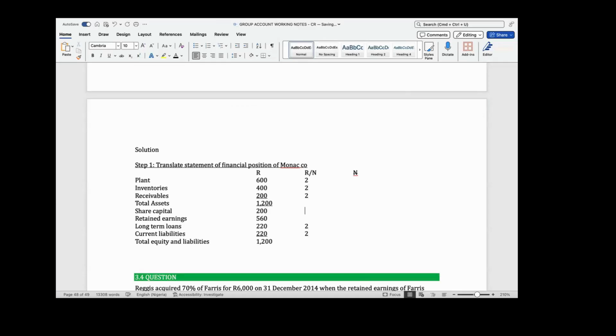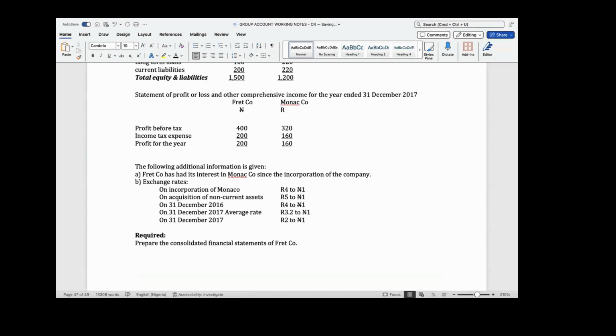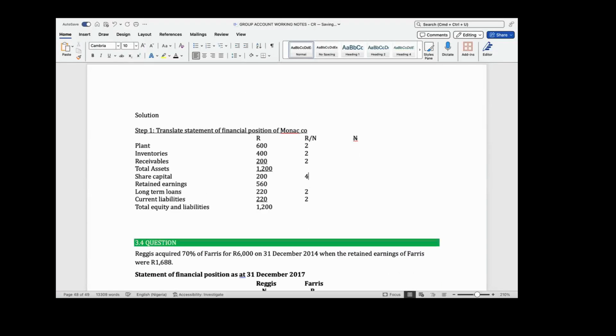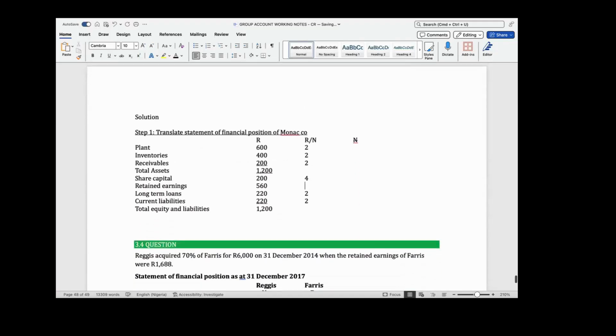Okay, what about the share capital? At 4 naira. Why? At historical rate. Thank you. At 4 naira. Does it have any pre-acquisition reserve? Of course, it cannot have. So that means this will be the balancing figure, right?